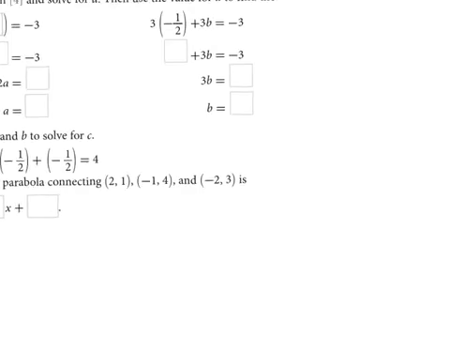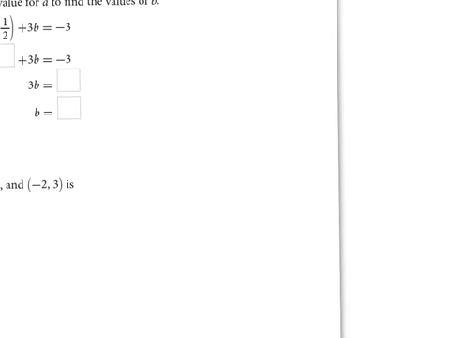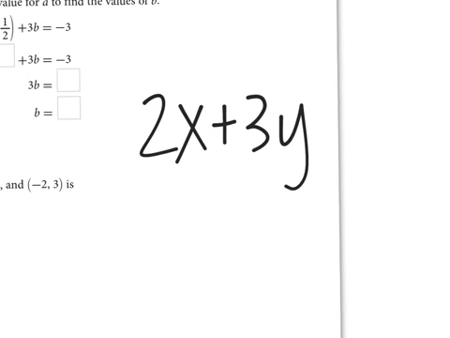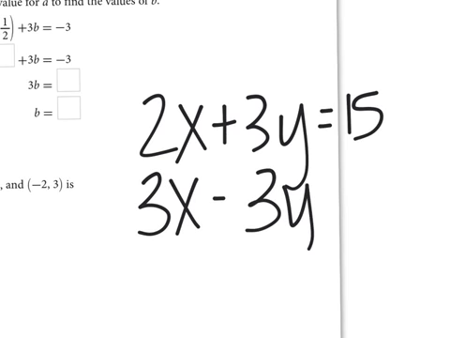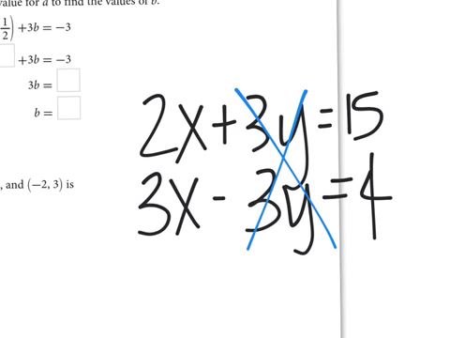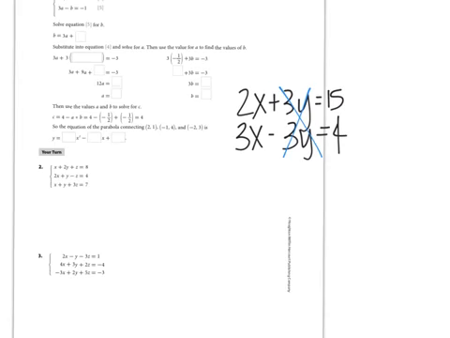The reason that elimination works in two variables is because, and I'm just making this up, you don't have to write this, if you have 2x plus 3y equals 15 and 3x minus 3y equals 4, then you can eliminate these y's so that all you have left is x. And you can solve an equation if you just have x's and a number. Like you can figure out what x is. So we're going to be using this idea to help us today with our elimination.